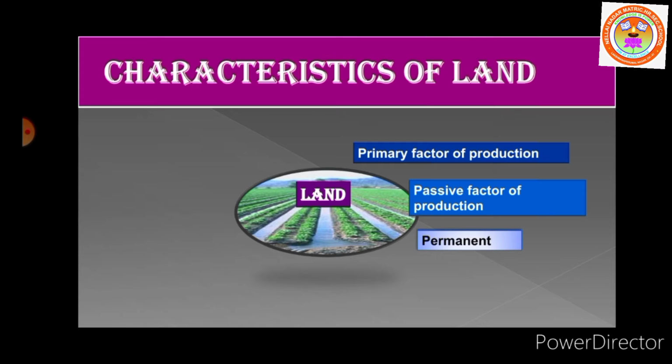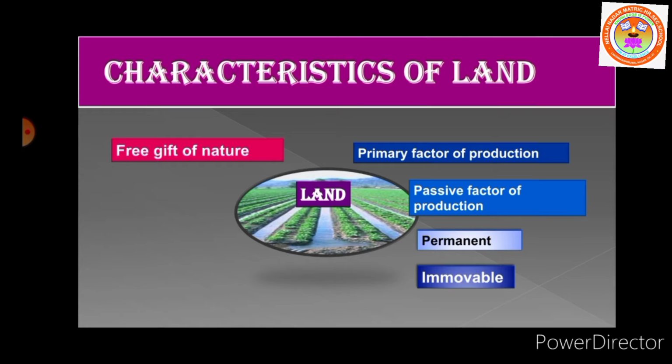Next one, land is permanent. All man-made things are perishable and these may even go out of existence. But land is indestructible. Thus, it cannot go out of existence. Land is permanent. Land is immovable. It cannot be transported from one place to another. For instance, no portion of India's surface can be transported to some other country.